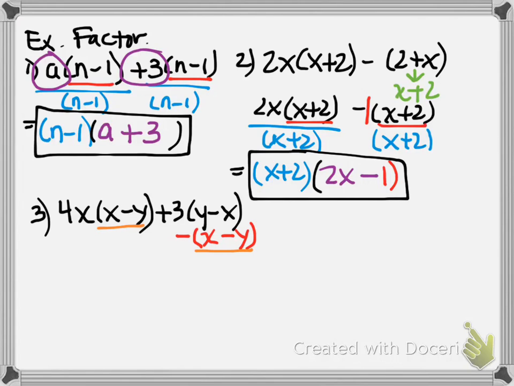Okay? So the question is, what on earth do I do with that negative? Well, what I do is I bring it up. So here's what the problem looks like now. We have 4x times the quantity x minus y minus 3 times the quantity x minus y. So yes, we do have a match. We will factor out.